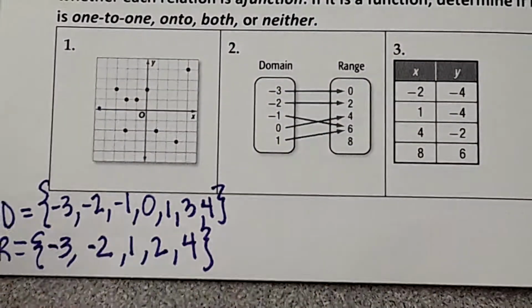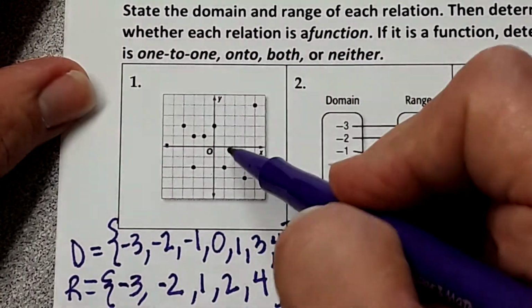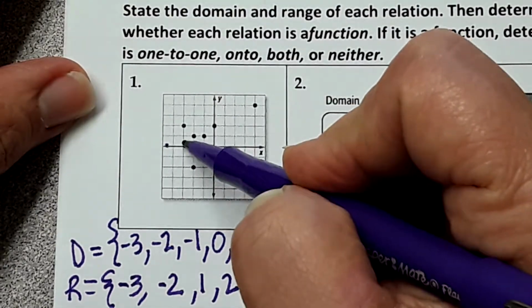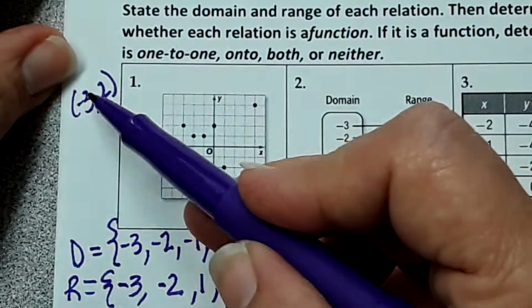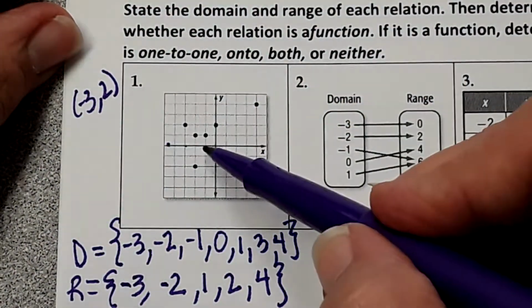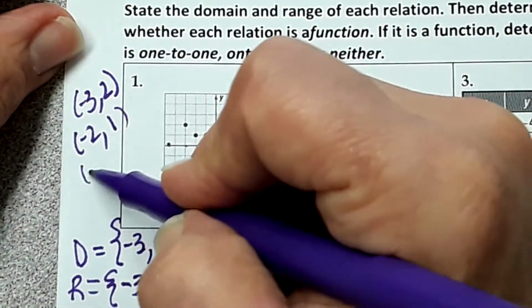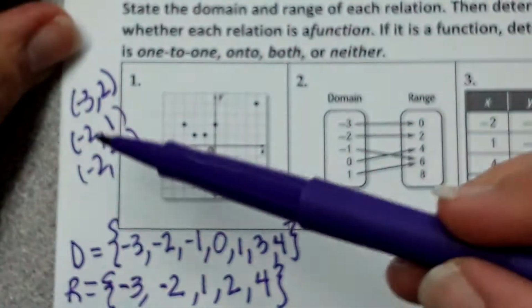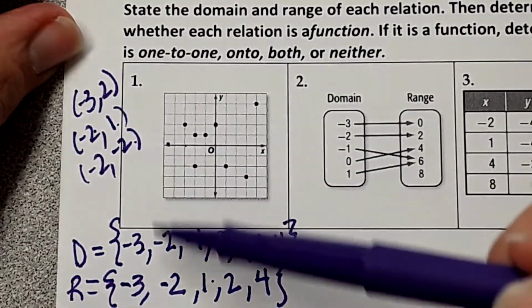Now, you guys, if you're not sure, you're like, Miss Fleur, you just confused me. I just want to show you. So this ordered pair is 1, 2, 3. So this ordered pair was -3, 2. -3 goes in the domain, 2 goes in the range. This one was -2, 1, and -2, -2. So -2 went to the domain, 1 went to the range, -2 went to the range.